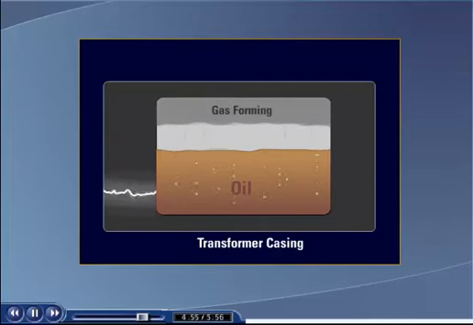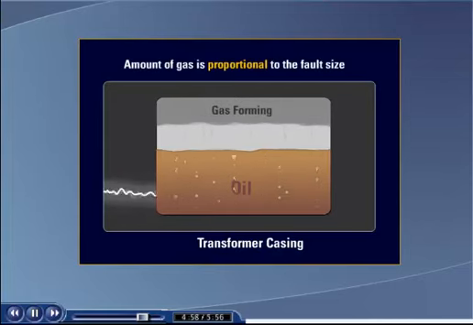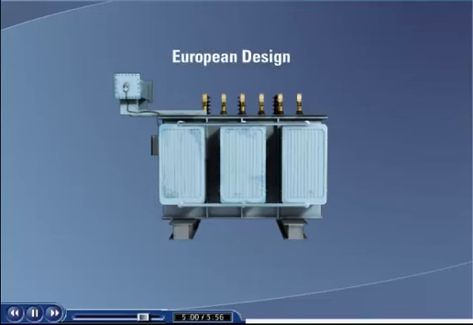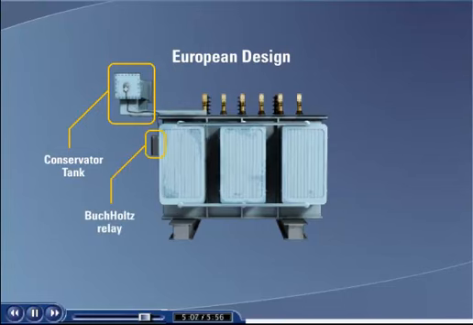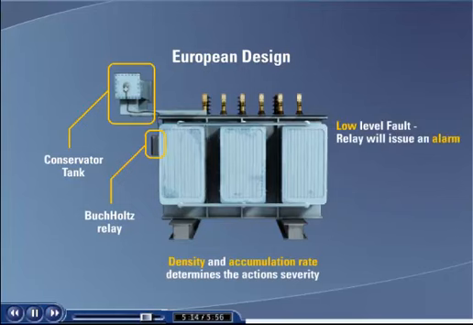The transformer design determines how this gas is detected. In European transformer design, there is no space for the gas to collect, so a conservator tank is connected to the transformer. A gas accumulator device, known as a Buchholz relay, is connected between the transformer and the conservator tank or tanks. If a low-level fault results in arcing, the small amount of gas that is produced will accumulate in this relay, which will then issue an alarm. If there is a sudden large increase in the amount of gas being produced corresponding to a large fault, the relay will sense this and trip the transformer offline.